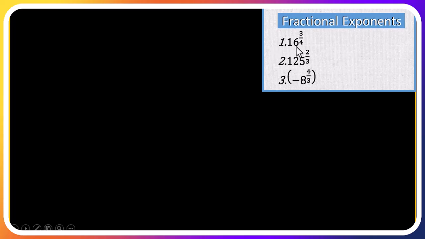Now looking at our first exponential fraction, which is 16 to the power 3/4. Looking at the denominator 4, what this means is we want a positive number that multiplies itself 4 times, giving us 16. We know that 2 times 2 times 2 times 2 gives us 16.